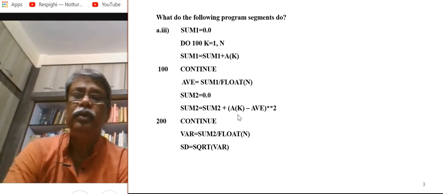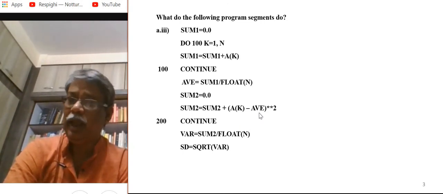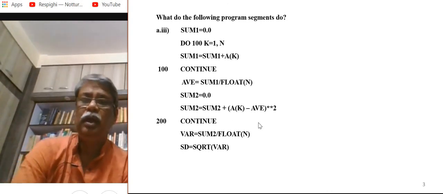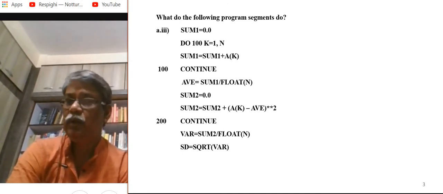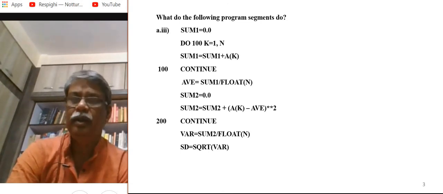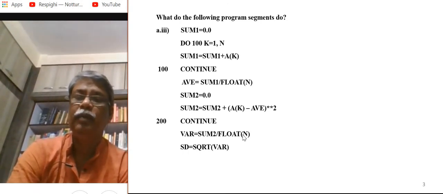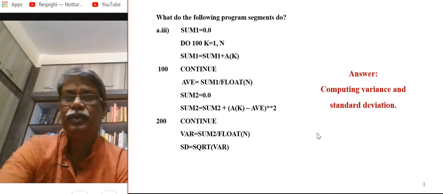Now here it takes the difference of each A value, AK, and average, and then makes it square and then adds. So that is actually the sum of square of individual value minus the average value, its square. And of course you can understand that the summation is nothing but the variance when you divide by float n, that is average, and standard deviation is square root of variance. So your answer is that it's computing variance and standard deviation, right?